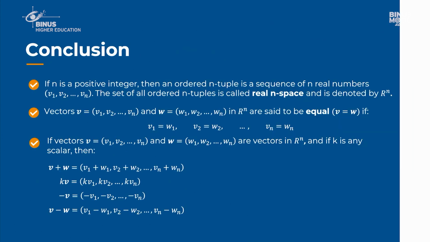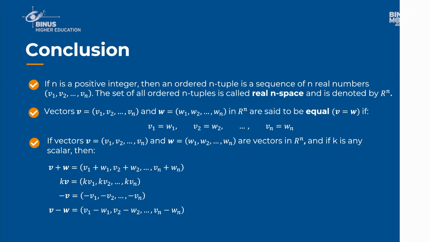So the conclusion of the module is, the first one is, if n is a positive integer, then the ordered n-tuple is a sequence of n real numbers v1, v2, and so on until vn. And the set of all ordered n-tuples is called real n-space and is denoted by Rn. Vectors v and w in Rn are said to be equal if v1 equals w1, v2 equals w2, and so on until vn equals wn.